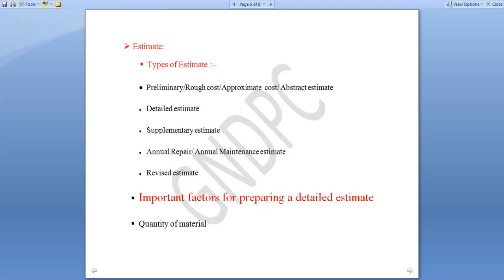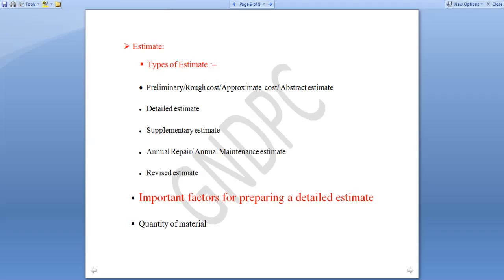Then comes the annual repair or annual maintenance estimate. Now, we all know that every electrical structure or wiring or machinery or some electrical control system needs some repair to be carried out annually so that the system remains in proper working condition all the time. Now, for this purpose, annual maintenance estimate is prepared, and it is mostly 1.5% of the capital cost of the work. The last one is the revised estimate.